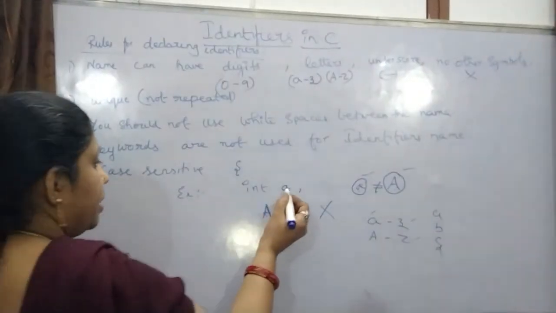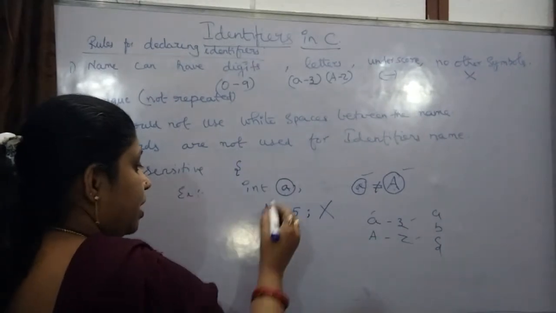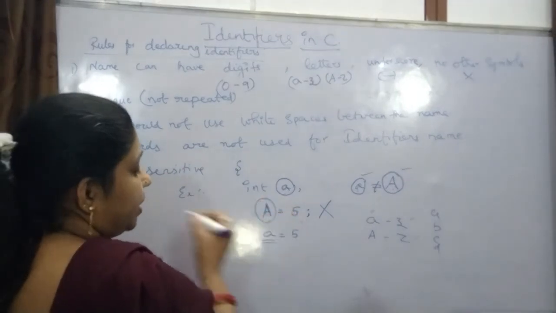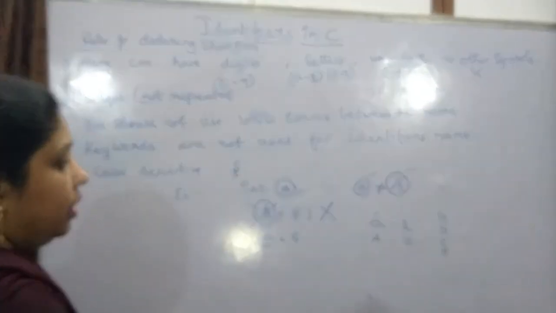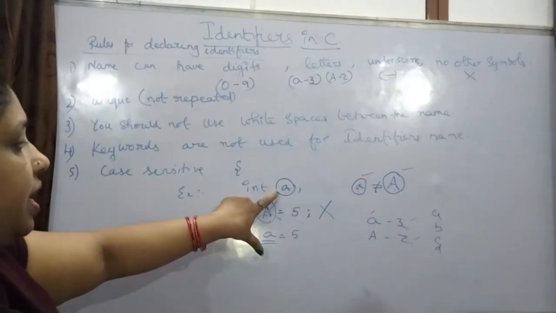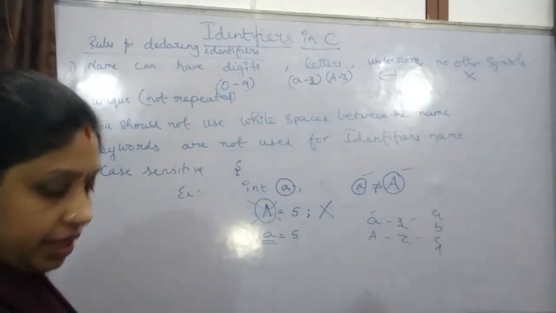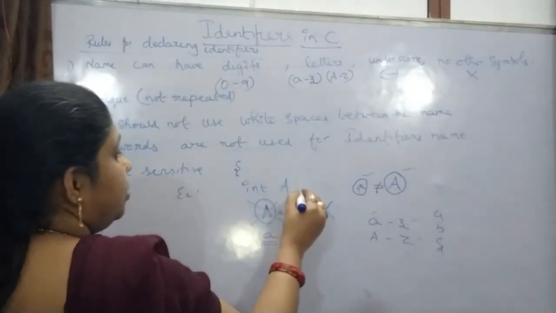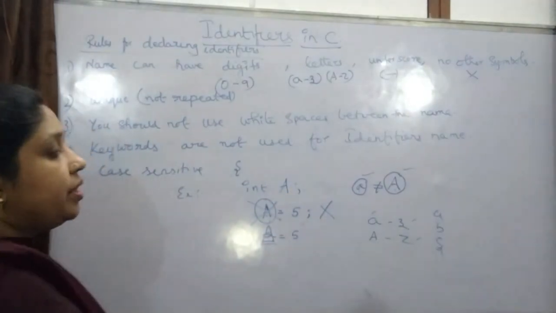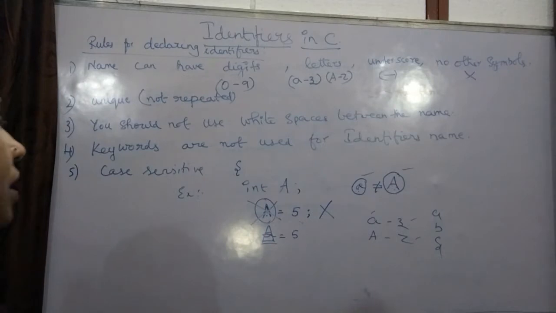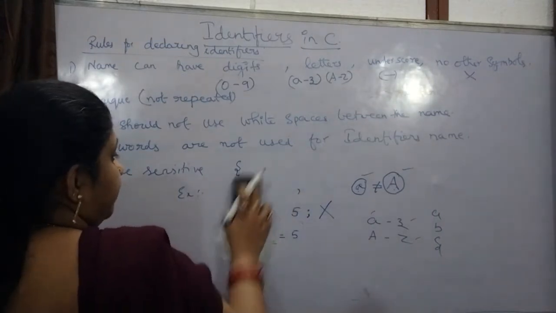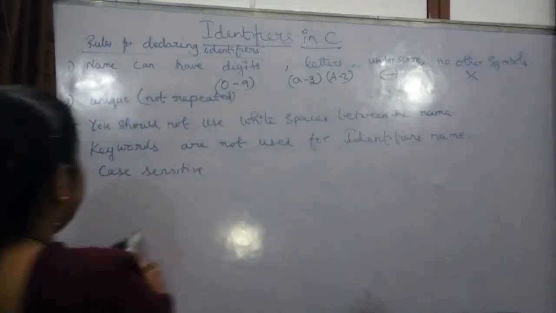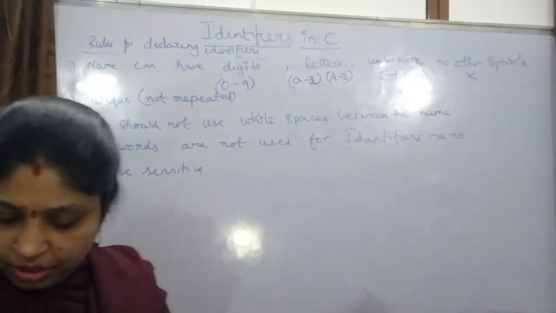If you are using the identifier name as small letter a, then in the whole program you have to use this small letter only. You should not go for the capital letter. This is wrong. If you declare a small a, then use small a only. If you are declaring capital letter A, then use capital letter only. So it's case sensitive. This is the meaning of case sensitive. Understood? This is one of the rules for declaring identifiers.